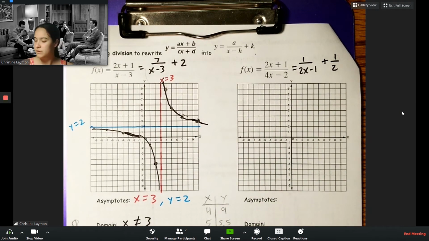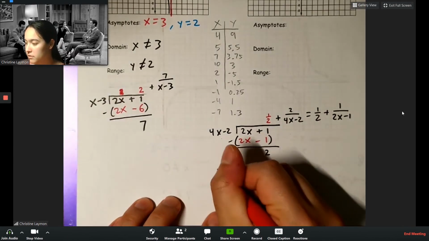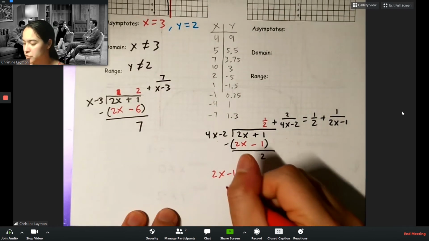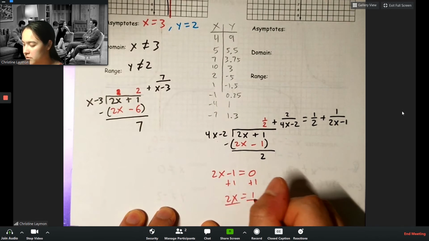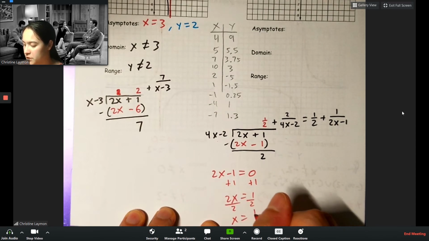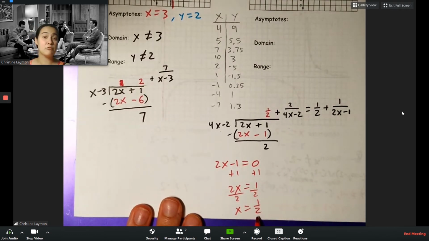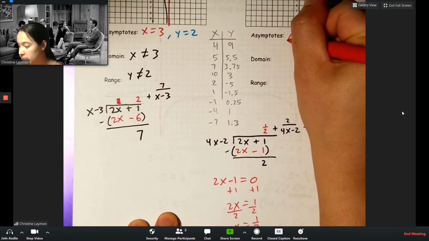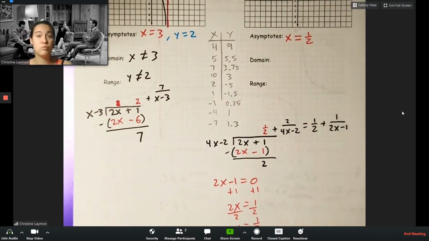So because you can't divide by 0, if this thing goes to 0, that's where the problem is. I'm going to go ahead and show that at the very bottom down here. I want to figure out when does 2x minus 1 equal 0. So add 1 to both sides. 2x equals 1. Divide by 2. X equals 1/2. If I plug 1/2 in, I will get to 0. That means my asymptote is x equals 1/2.